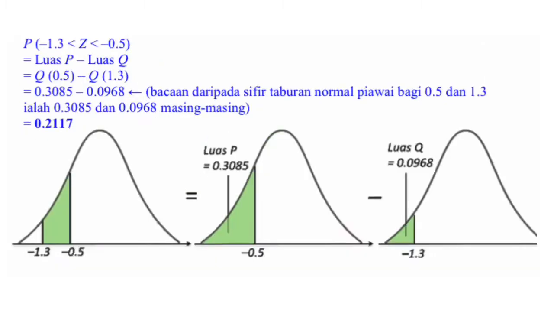Alright, for this one, the lower is -1.3 and the upper is -0.5. So if you look at the bell shape and shade it nicely, you don't have a problem keying into your calculator. It's the same: when you press the calculator, just -1.3 as the lower and then the upper is -0.5.